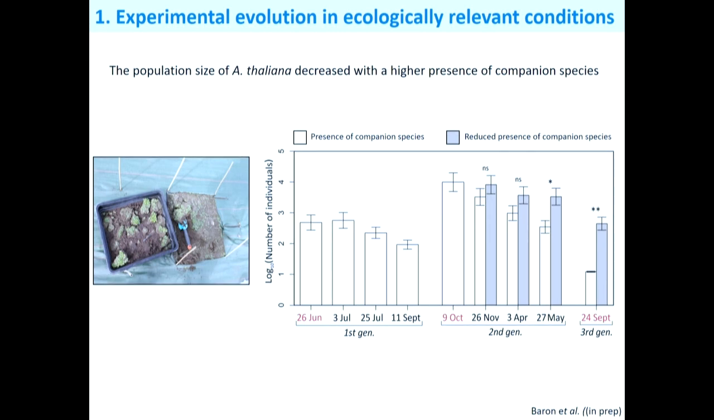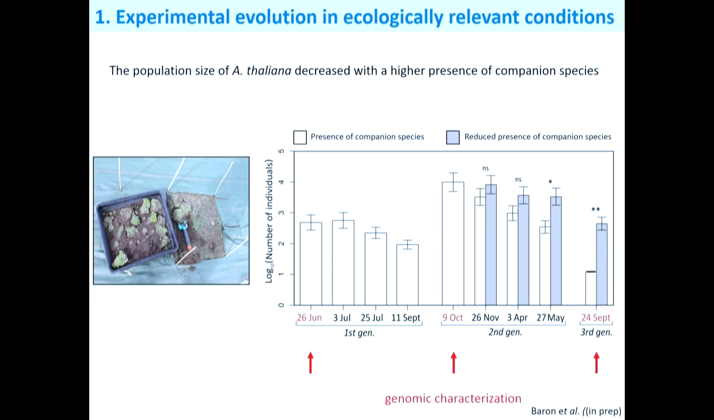And you can see that over time, clearly the population size in the treatment where we reduce the presence of companion species is higher than the population size in presence of the companion species. And actually this effect is even more dramatic at the start of the third generation.